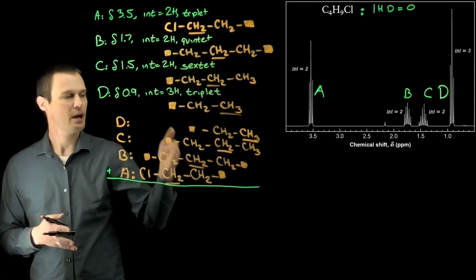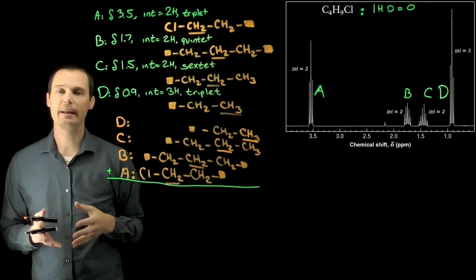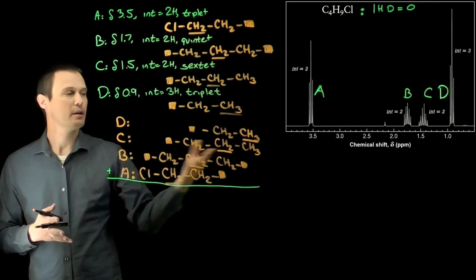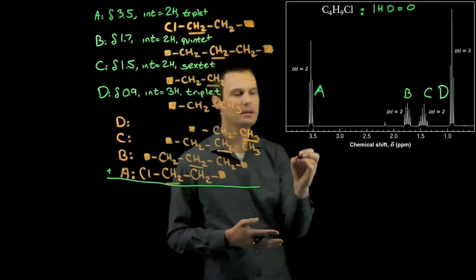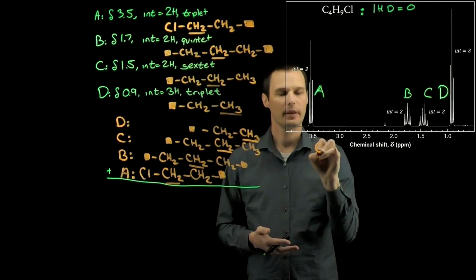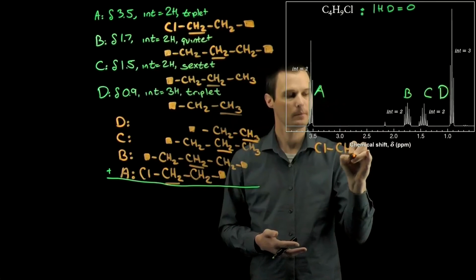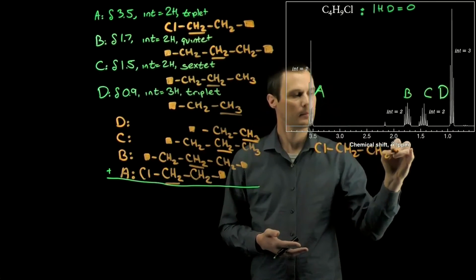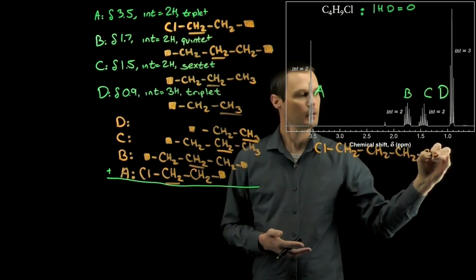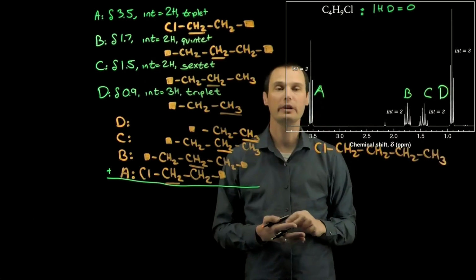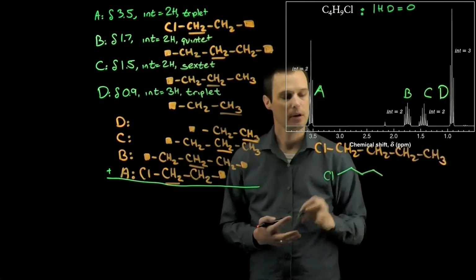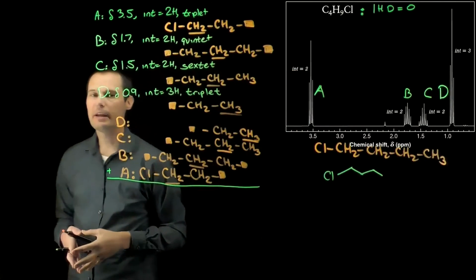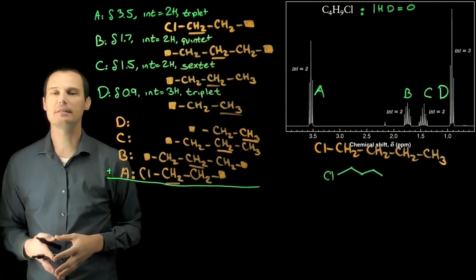Using this allows me to see how all of the hydrogens line up in the entire structure and allows me to build the entire structure. When I add all 4 of these puzzle pieces together, I get a final structure that looks like this. If you wanted to, you could redraw that in a line angle form for your final structure, and that would be chlorobutane. Chlorobutane is the structure that corresponds to this NMR spectrum.